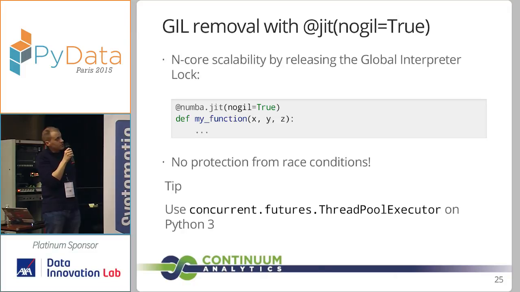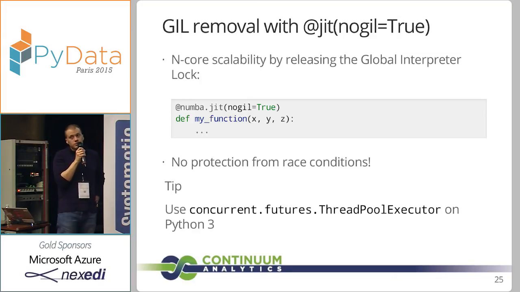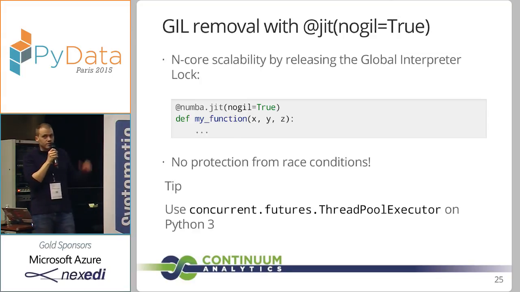As a tip, there's a nice API in the standard library in Python 3 called concurrent.futures, which has a ThreadPoolExecutor which will automatically dispatch whatever you want, actually, a function call to different threads. You choose your number of threads in the pool, and it will dispatch your function calls to those threads, and you can wait on the result.